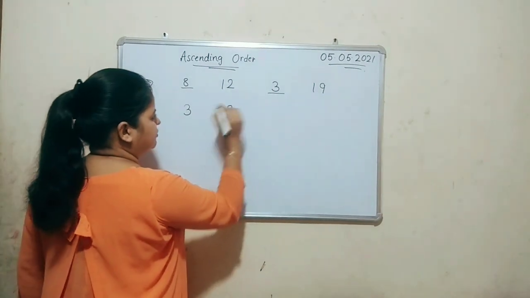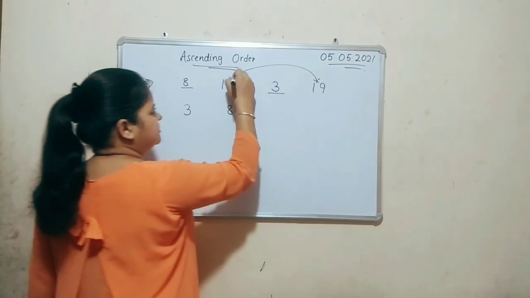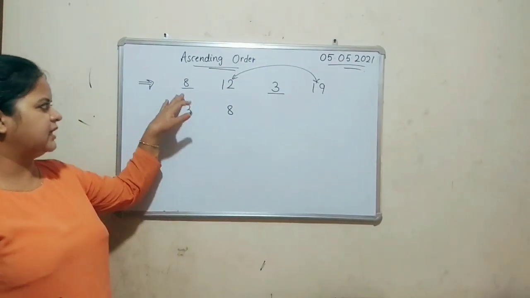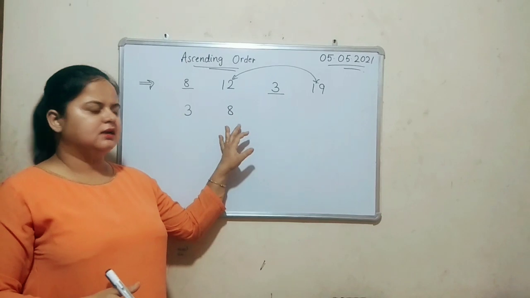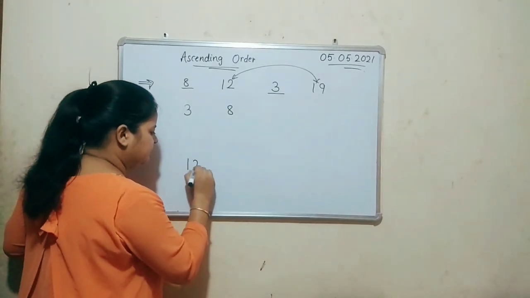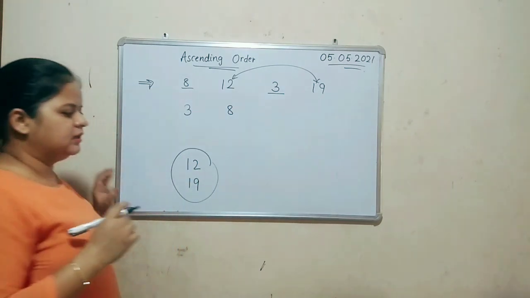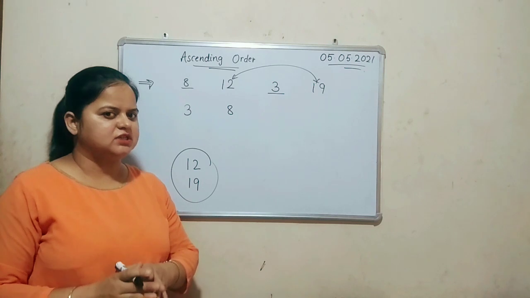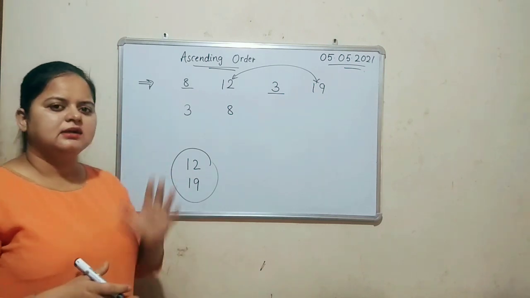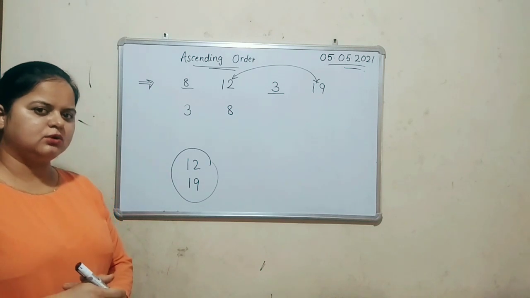And after then we have to write 8. Because these two are 2-digit numbers. These both are greater than 8. So 8 पहले आएगा. And now 12 and 19 में से अब इन दोनों में से कौन सा नंबर ग्रेटर है? Which is greater from 12 and 19? Yes? Do you know?